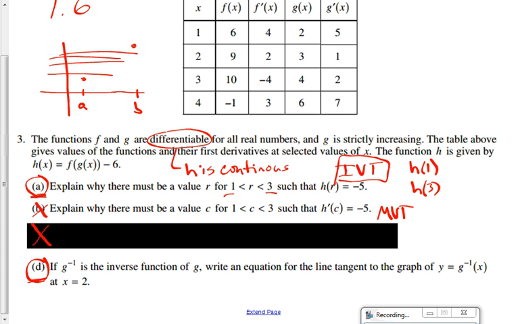Going through quickly because we've got a composition minus 6. If I put in 1 for g, I get 2. I put that into f, I get 9. 9 minus 6 is 3. I know I'm going through this fast, but we can digest this a little bit later.